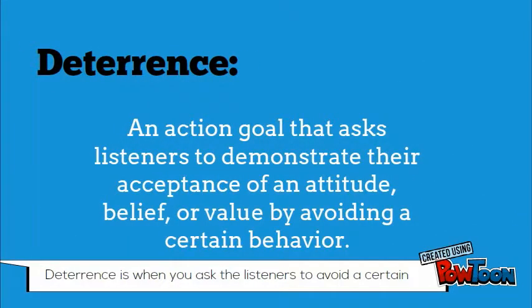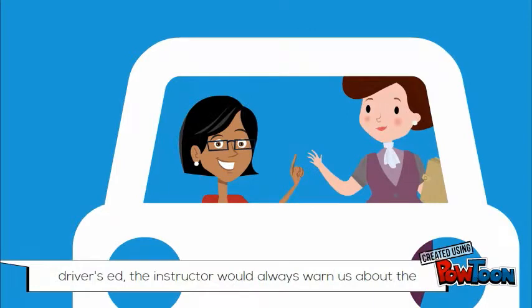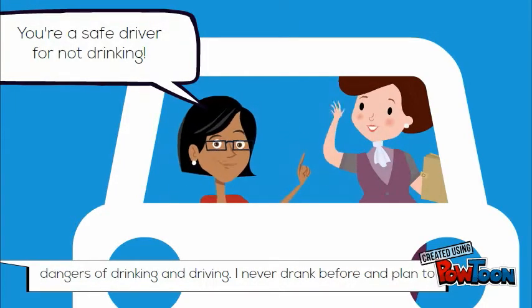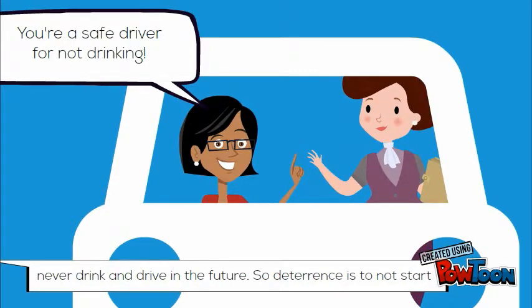Deterrence is when you ask the listeners to avoid a certain behavior altogether. For example, back in high school during driver's ed, the instructor would always warn us about the dangers of drinking and driving. I never drank before and plan to never drink and drive in the future. So deterrence is to not start doing something.